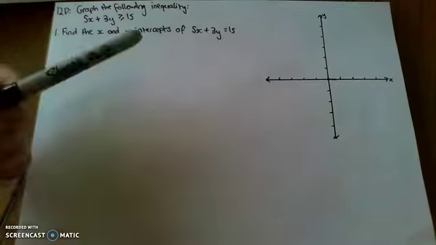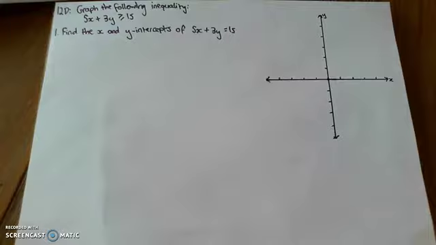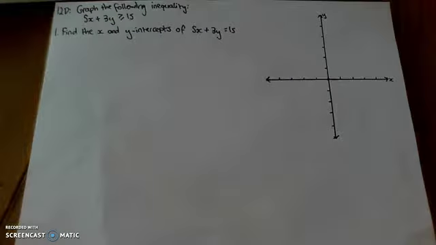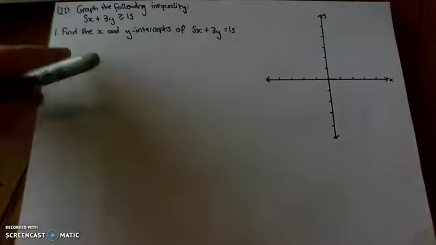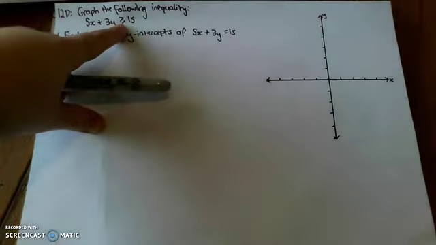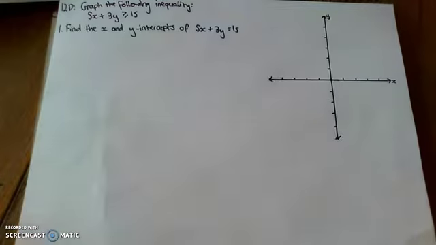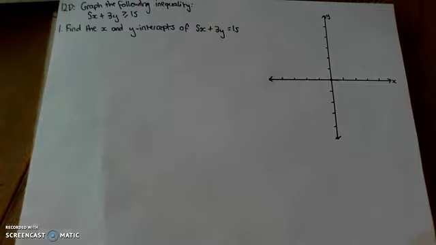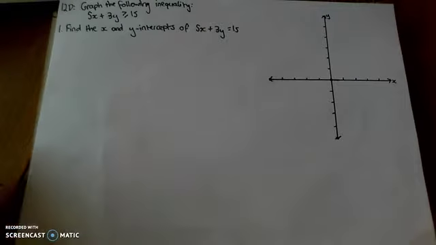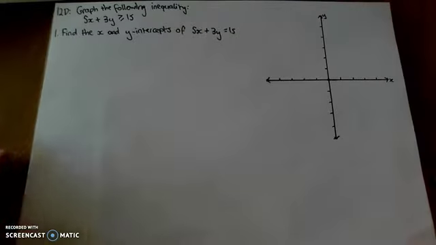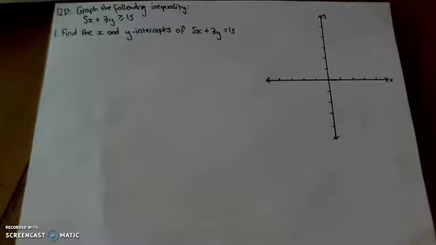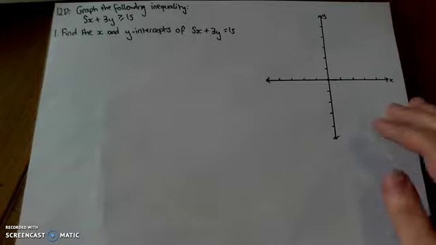So the line that we draw on this graph will be a straight filled in line because it includes 5x plus 3y is equal to 15. So the first thing that we need to do in order to be able to graph this is to find the x and y intercepts. That gives us a starting point and some starting data that we can use, some starting coordinates.